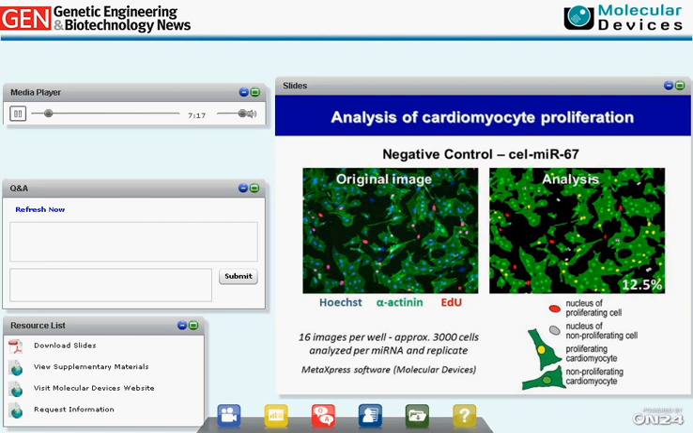So in these negative controls, which are cells treated with a C. elegans microRNA, in this case, C. elegans microRNA 67, in basal conditions, neonatal cells have a proliferation capacity of about 12.5%. So this number comes from the analysis of 16 images that we analyzed for each microRNA and per replicate, which accounts for about 3,000 cells for each experimental condition.